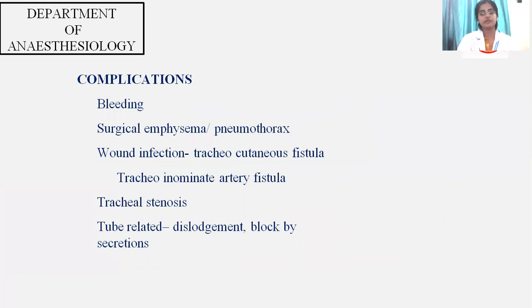Now, what are the complications of tracheostomy? The most common complication is bleeding, surgical emphysema or pneumothorax, and wound infection, that is, it can lead to tracheocutaneous fistula. Second, tracheoinnominate artery fistula, tracheal stenosis, and tube-related complications like displacement of the tube or block by secretions.